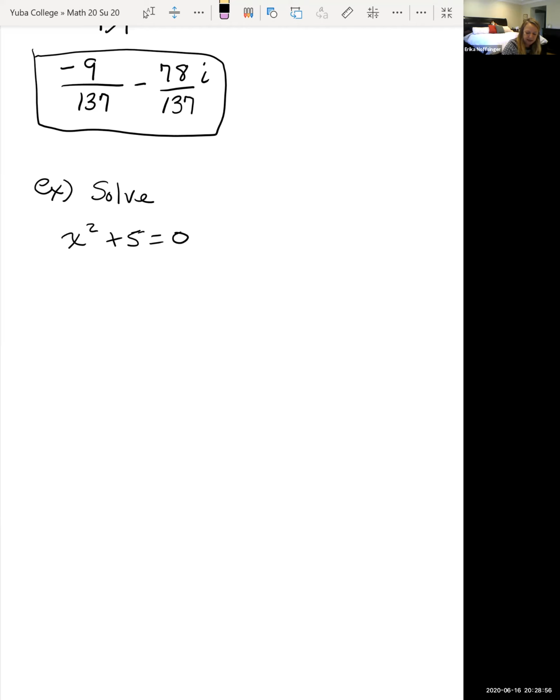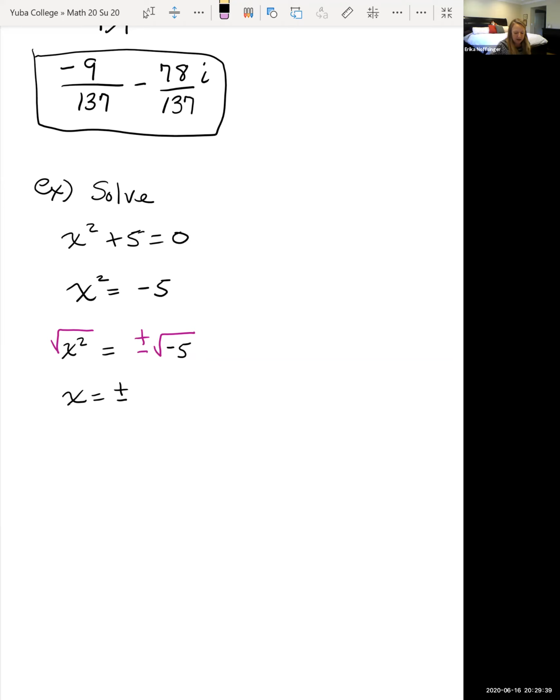So I want to isolate. I notice I have a perfect square in here, and I can isolate my x squared by subtracting 5 from both sides of my equation. So doing that, I get x squared is equal to negative 5. And then to get rid of the square, I could take the square root of both sides. And when we take the square root of both sides, we have to put plus or minus in front of the one side. So I have the square root of x squared is equal to plus or minus the square root of negative 5. Well, the square root of x squared is just x.